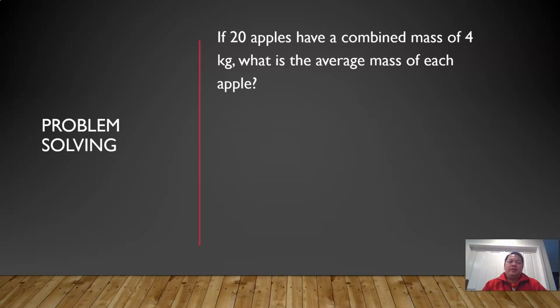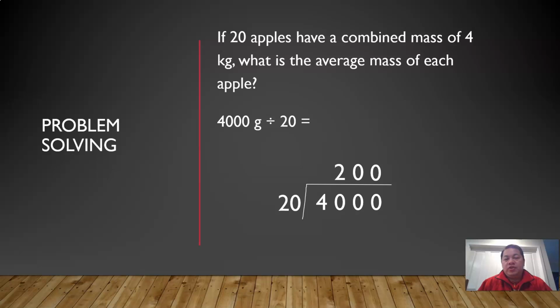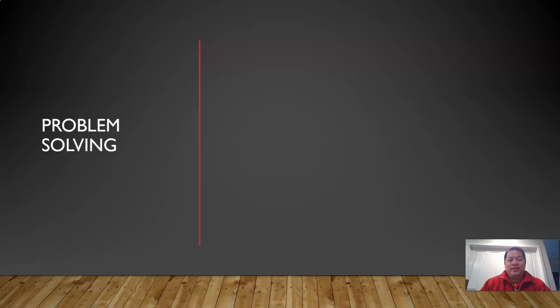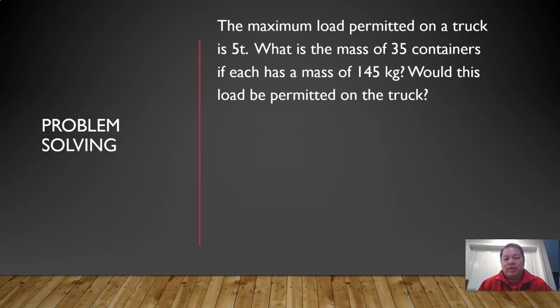Well, next one. If 20 apples have a combined mass of 4 kg, what's the average mass of each apple? If the total mass is 4 kg, 4 kg is the same as 4,000 grams, isn't it? And then from there you divide by 20. So each apple weighs about 200 grams. Okay. What about the last question?